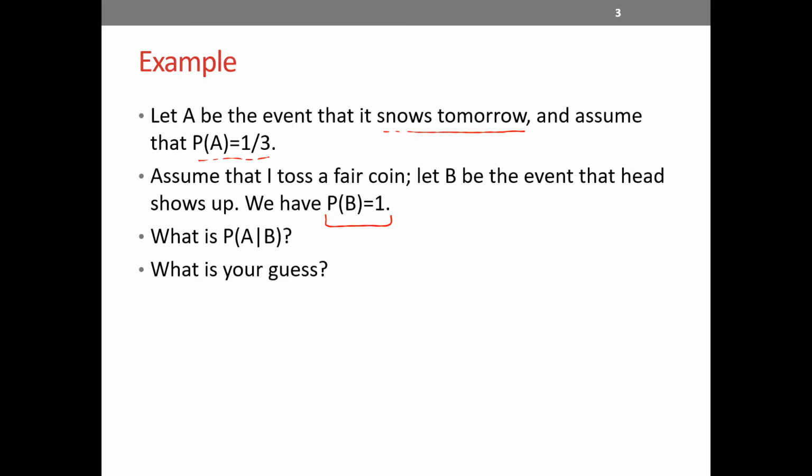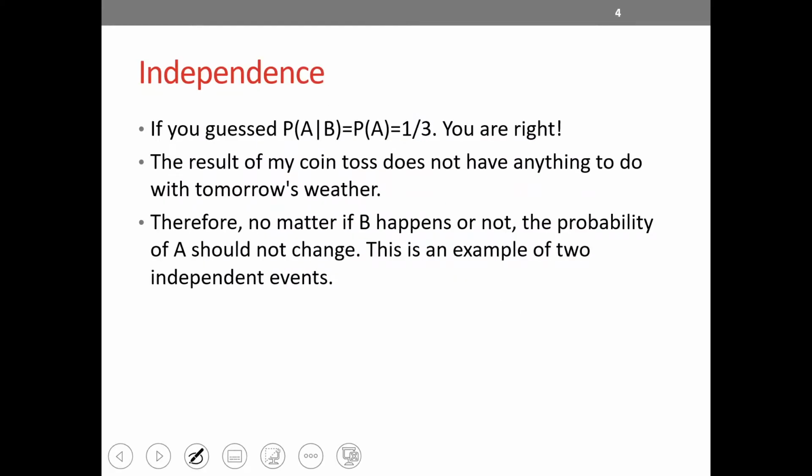Okay. So what do you think is the probability of A given B? Right, so we have talked about conditional probability. We know that whenever we have additional information related to some event, for example, in this case A, given that B has occurred, what do you think is the probability of A given B? Well, if your guess was that probability of A given B is equal to probability of A, then you're correct, right? Why?